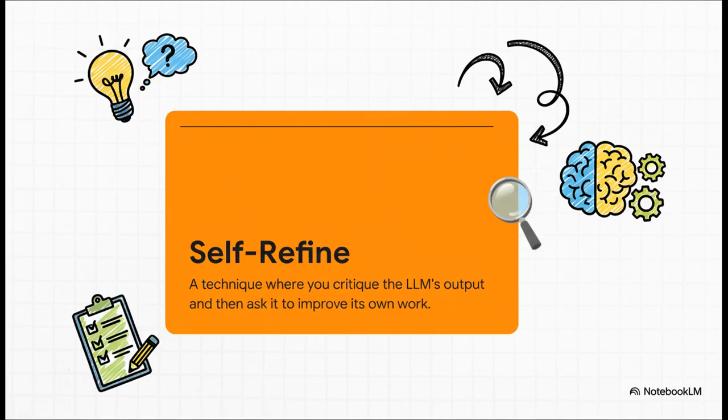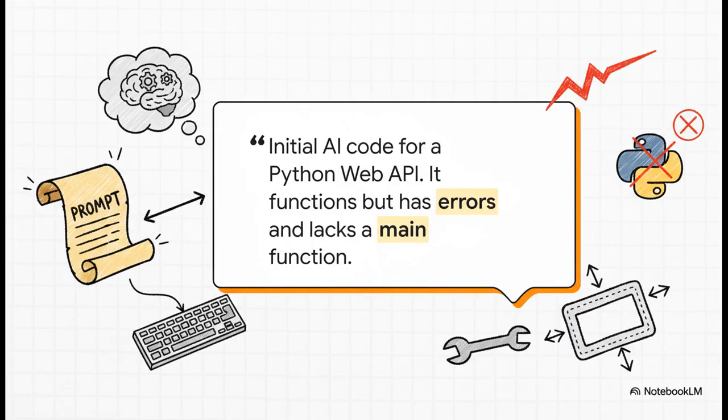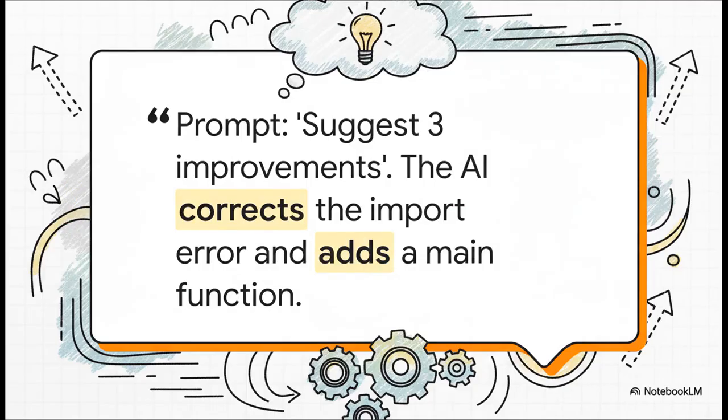It's amazing. So here's a chunk of Python code the AI generated. It's a decent start. But if you look closely, it has a common import error, and it's missing the main function it needs to actually run. But watch this. With just one simple follow-up prompt, suggest 3 improvements to the above code, the AI actually identifies its own flaws. It corrects the error, it adds that missing function, and it even cleans up the formatting. The end result is a much better, pretty much production-ready piece of code.